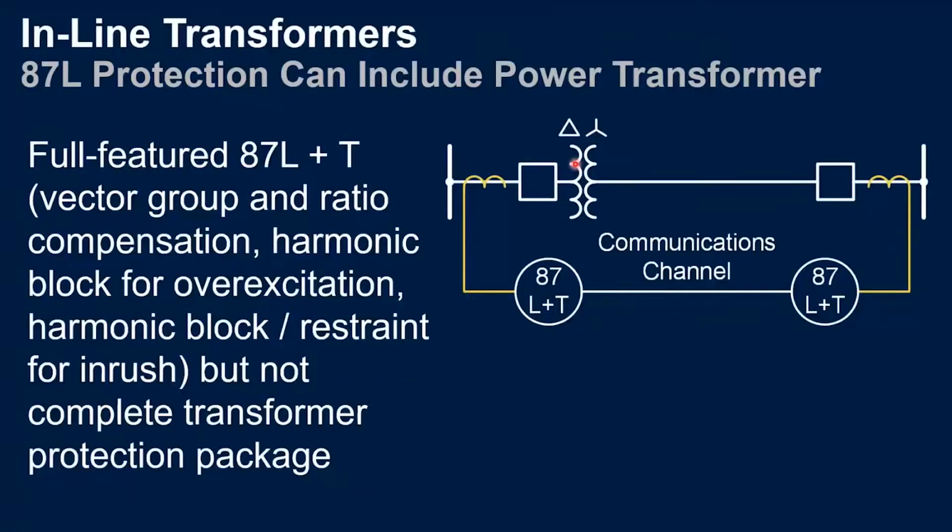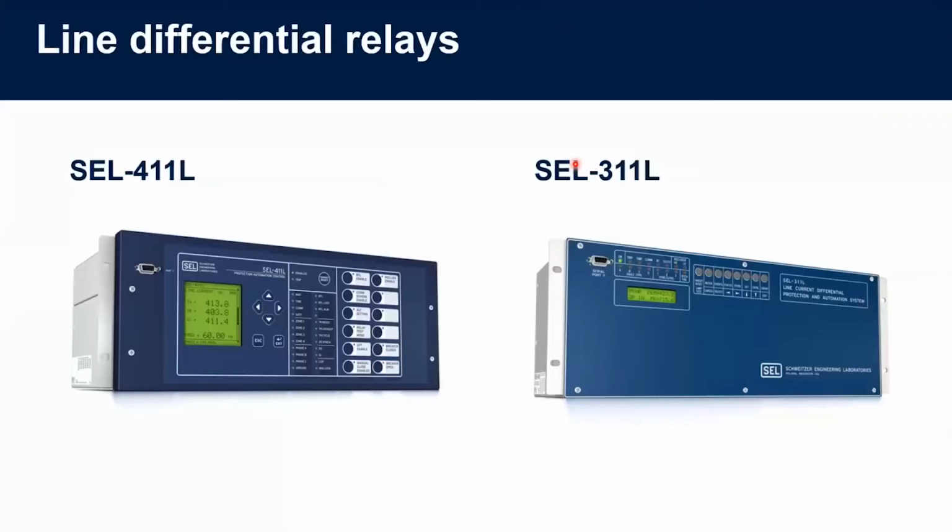So which line relays does SEL offer which have an alpha plane? Here on the left, we have the 400 series, which is the 411L, the most complete and robust solution for line differential. And on the right side, we have the 311L, the 300 family, which also implements the alpha plane, but there are some features that are not available on the 311L, like, for example, the charging current compensation and the in-line transformer, okay? But they do both have the alpha plane logic.